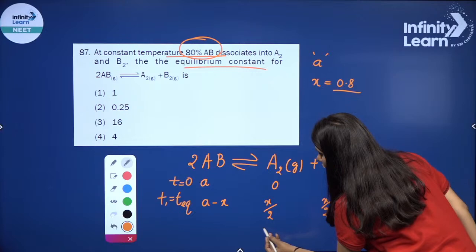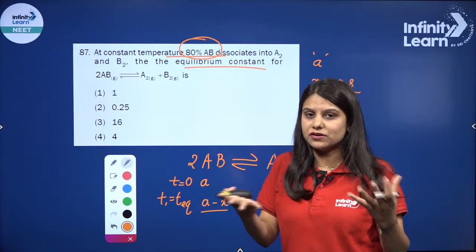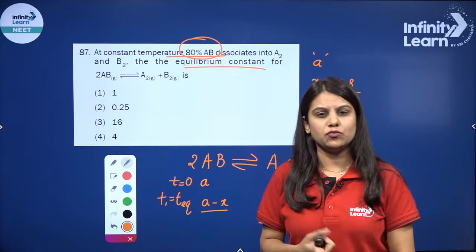The volume is not given, so what comes here? Concentration. In the expression of equilibrium constant, we are writing concentration. Remember, if volume had been given, then we would need to divide by volume. But here it is not given, so we will assume it as 1. So what will be the concentration?